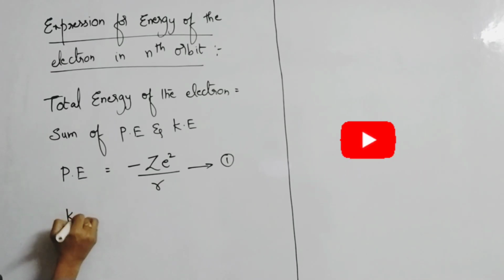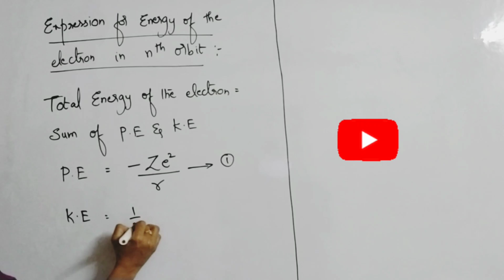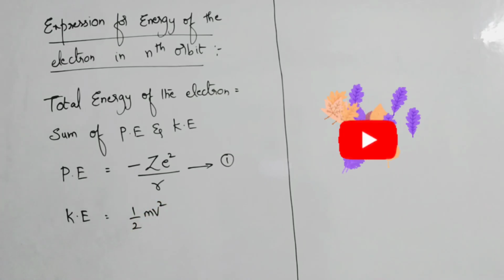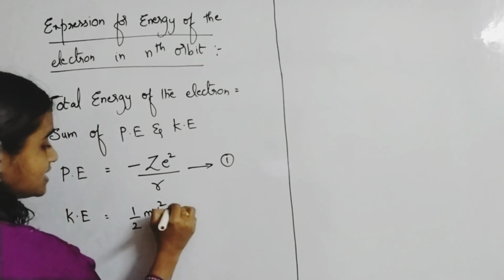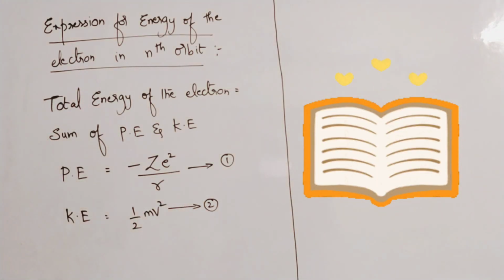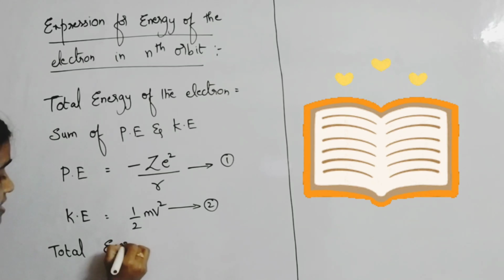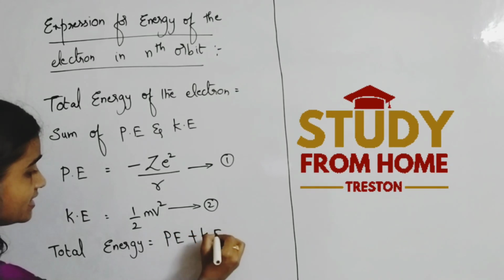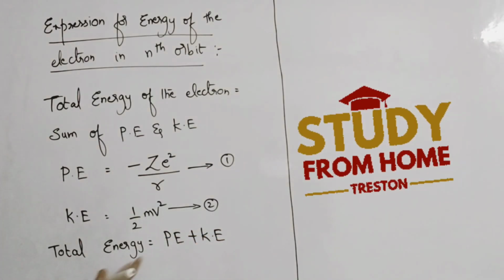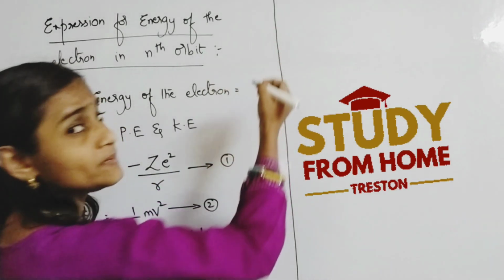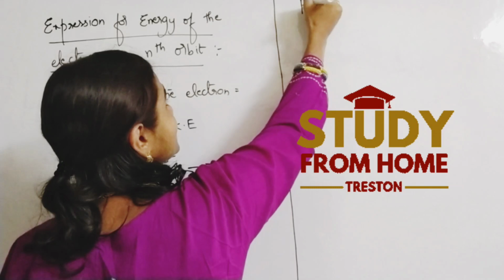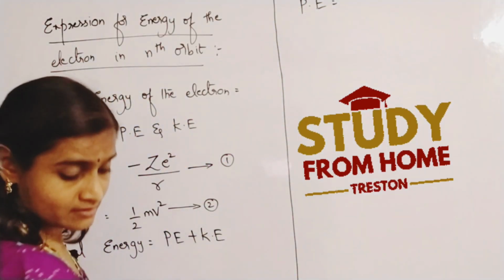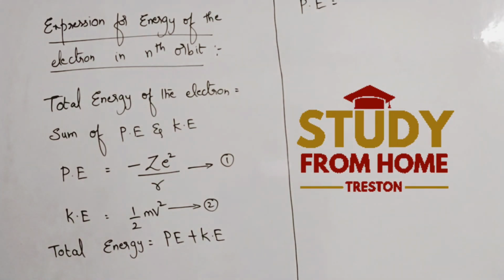And Ke of the electron is considered to be half mv square. Let us consider this to be the second equation. So total energy of the electron is given by the formula: total energy is equal to Pe plus Ke. Here Pe is given by minus Ze square by R.